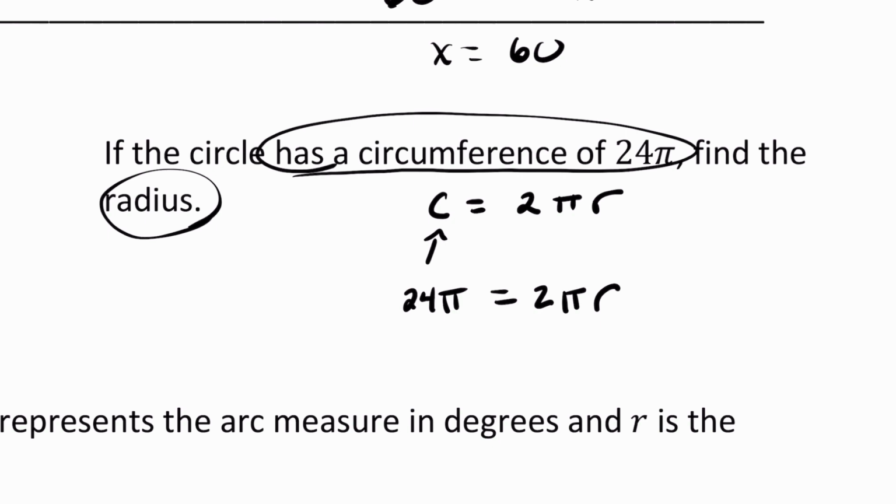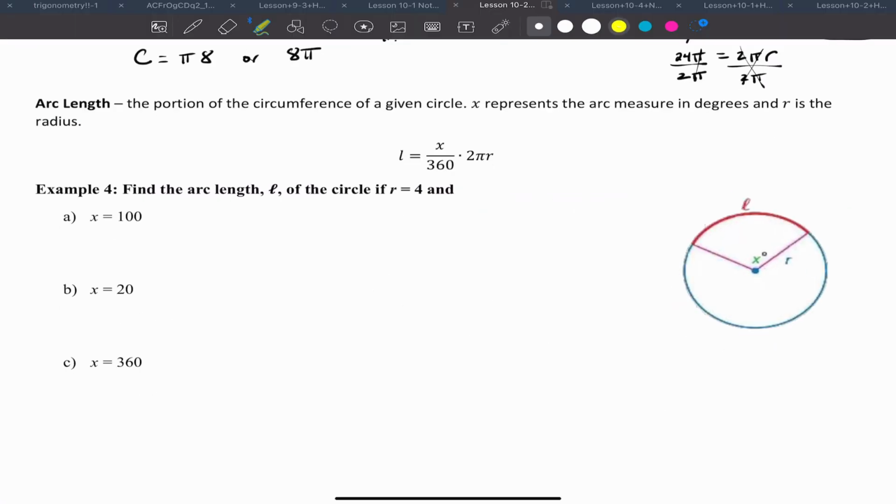So to get r by itself, I need to get rid of the 2 pi. It's essentially 2 times pi times r. So everything here is multiplication. So the inverse operation here is basically division. I got to divide both sides by 2 pi. So 2 pi divided by 2 pi is going to give me r on the right-hand side. And then I'm left with 24 pi divided by 2 pi. The pi's do cancel out, and then I'm left with 24 divided by 2. So that is 12. So the radius is 12.